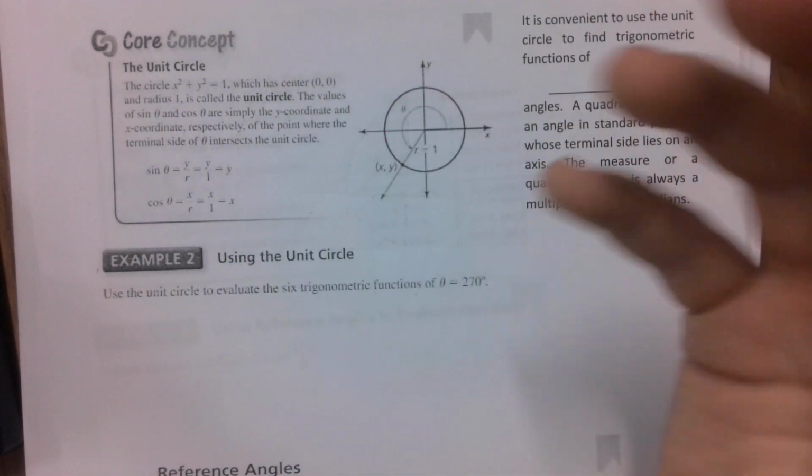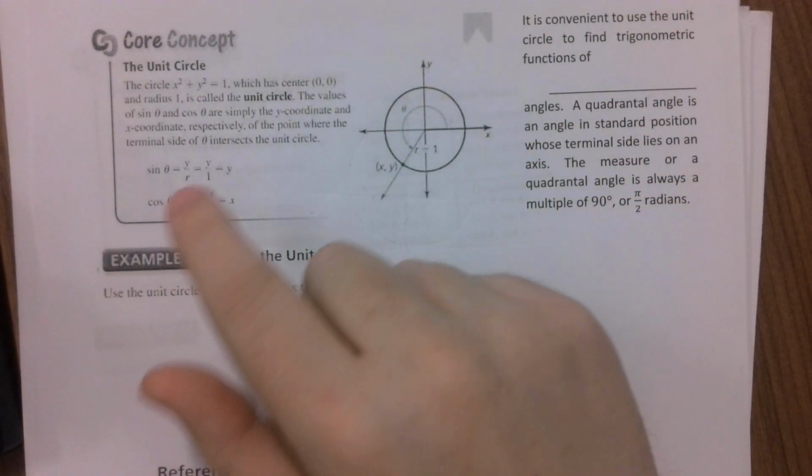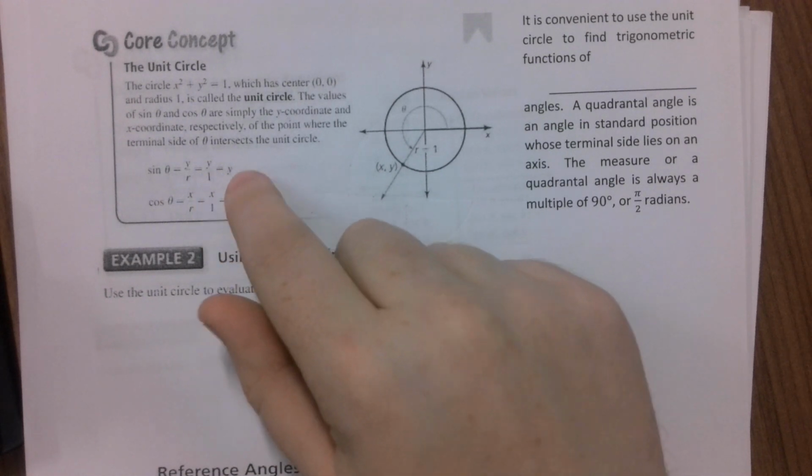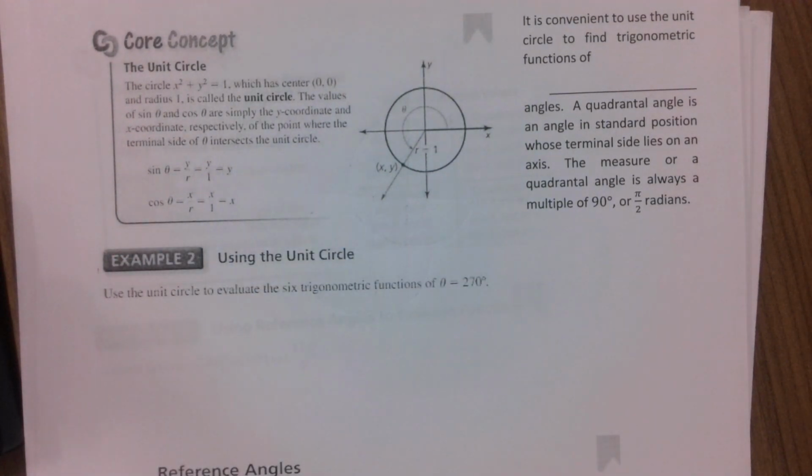Our sine and cosine turns into just y over 1, which is just y, or x over 1, which is x. That means if you know the coordinates of the point, you know what the sine and cosine are. It's like a quick shortcut. We've actually talked about the unit circle once before in our last notes as well. We use that to help us find the different angles and the radians that correspond with them.